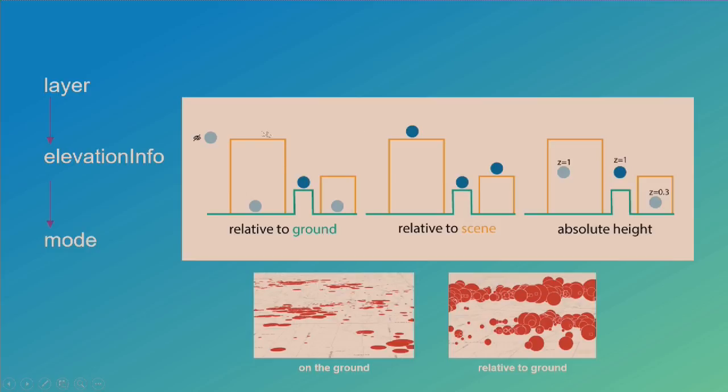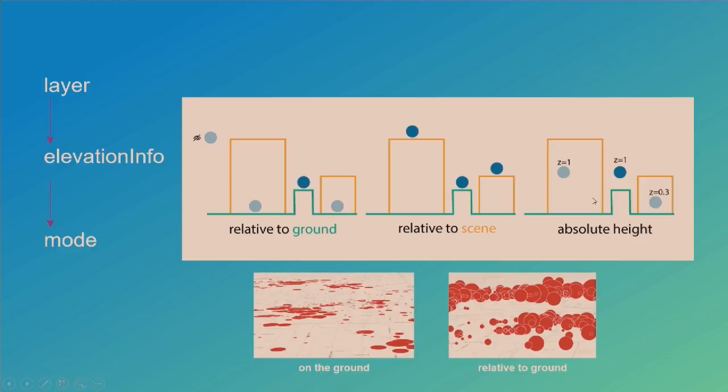If we assume that the yellow representation here are buildings, we would call that a scene layer. And in order for your points to be visible, you would have to set them relative to scene, and then the points will be set at whatever is higher, the scene layer or the ground layer. So basically they will align to your scene layer and your ground elevation.